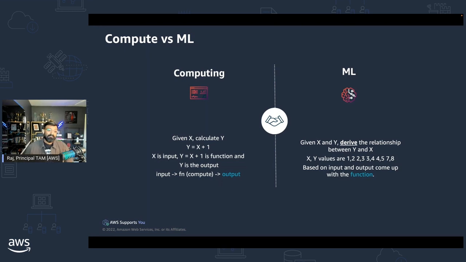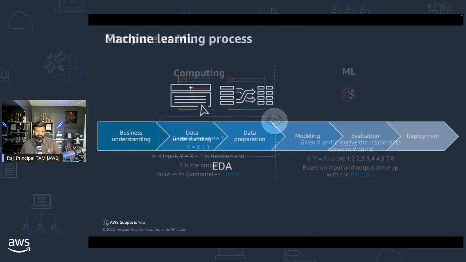Whereas in machine learning, we know x and we also know y, that is the input and output. We feed that into the system so that it can learn the relationship between x and y by itself and come up with the function to predict y given x. So here, if you see, the focus is on the function. That's the key differentiator when you compare machine learning with computing.